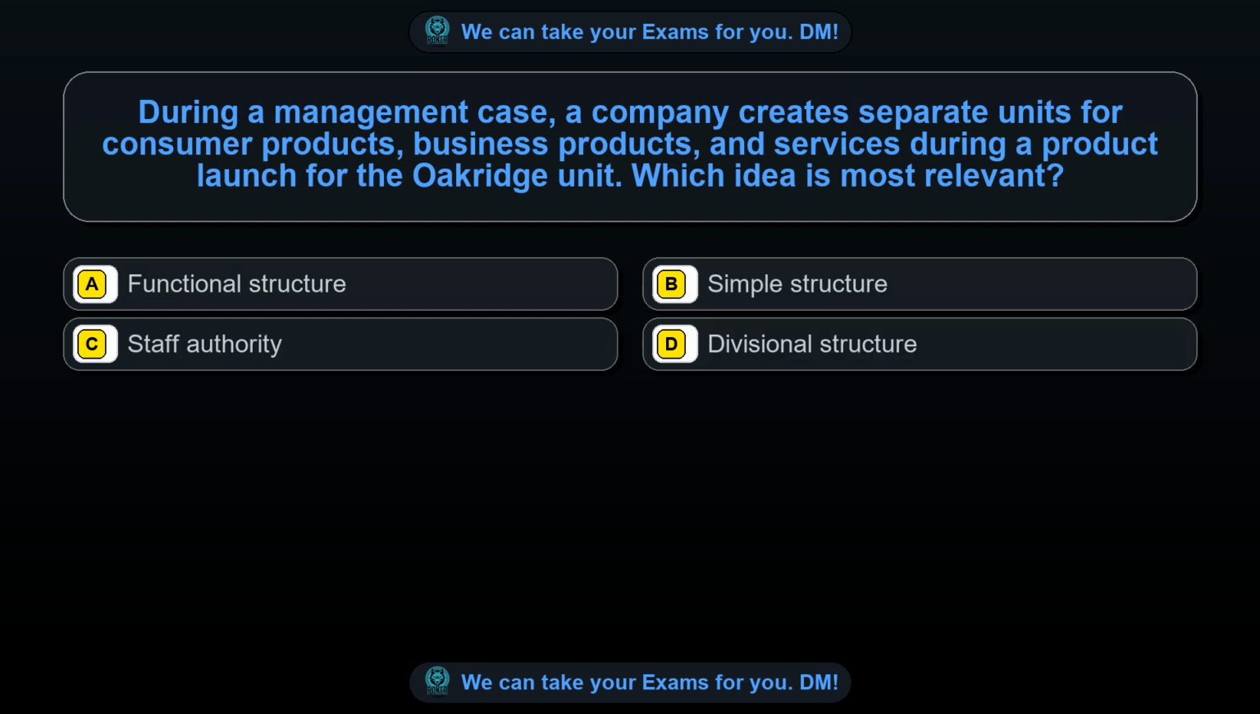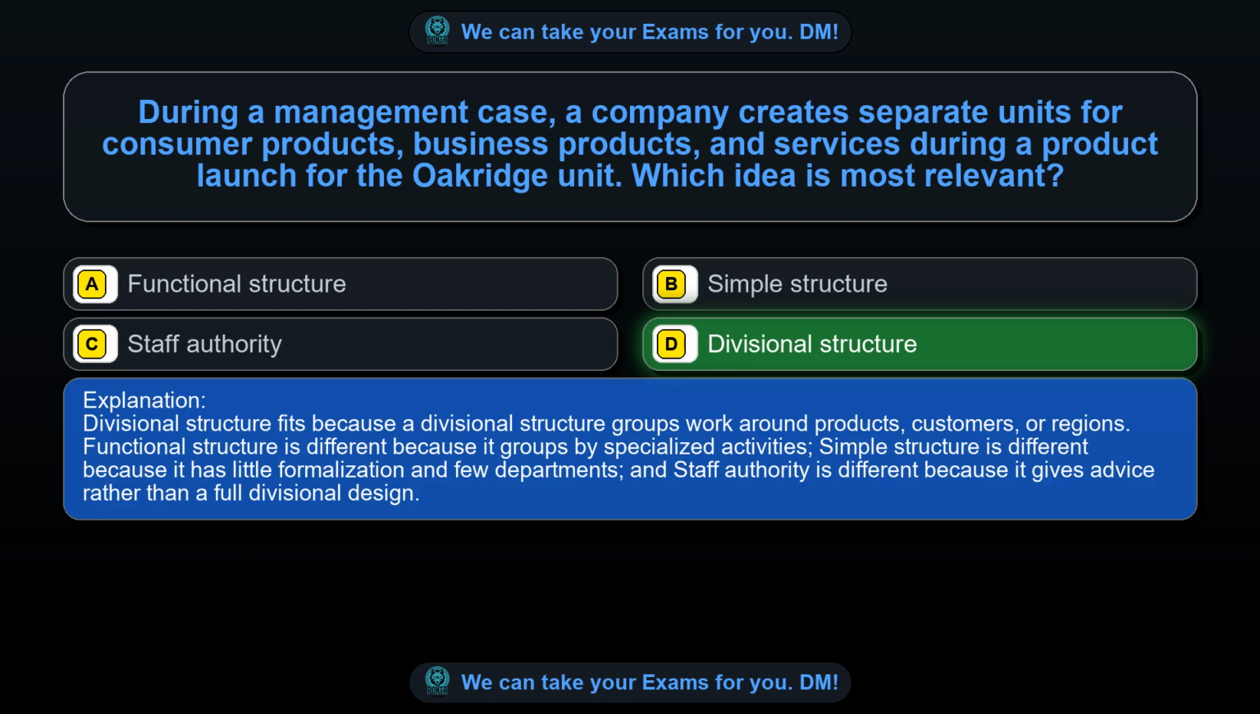Question 2. During a management case, a company creates separate units for consumer products, business products, and services during a product launch for the Oak Ridge unit. Which idea is most relevant? Option A, functional structure. Option B, simple structure. Option C, staff authority. Option D, divisional structure. The correct answer is option D, divisional structure.